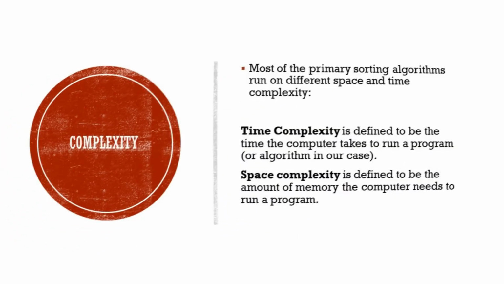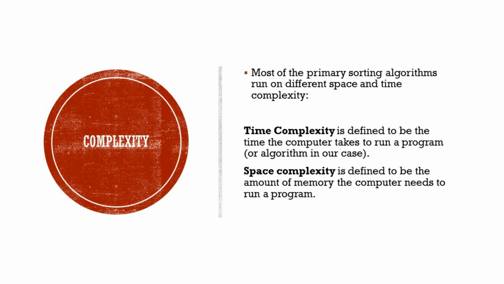Most of the primary sorting algorithms run with different space and time complexity. Time complexity is defined as the time the computer takes to run a program, in our case an algorithm. And space complexity is defined as the amount of memory that the computer needs to run a program or the algorithm.